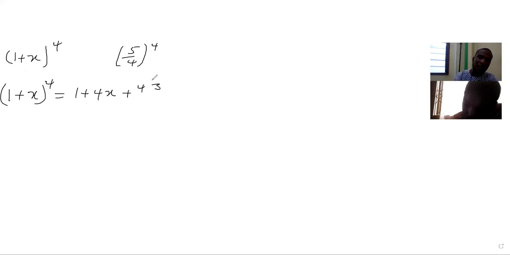So we take the A by expanding this, which by the binomial expansion is going to give us 1 plus 4x, plus 4 times 3 all over 2 factorial x squared.